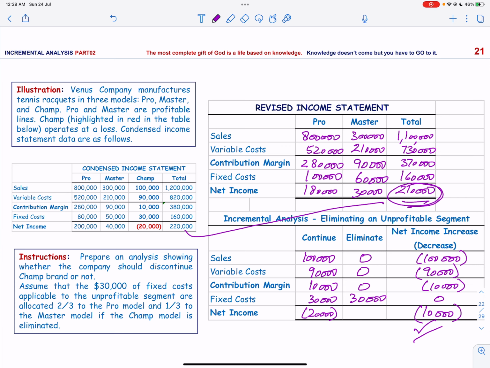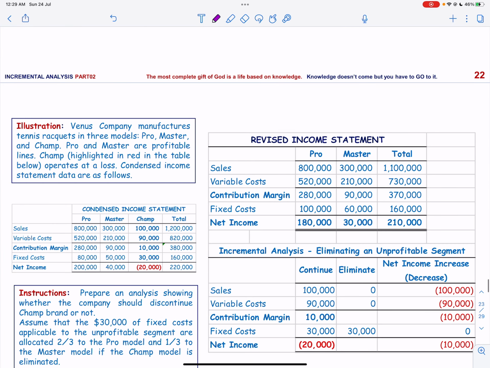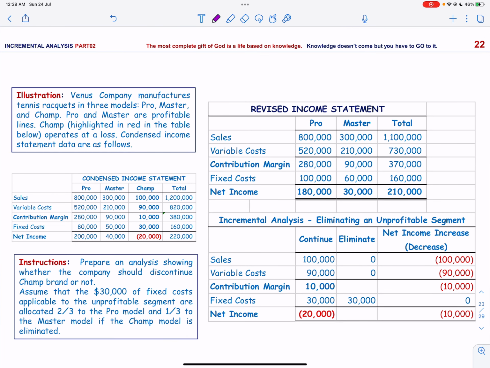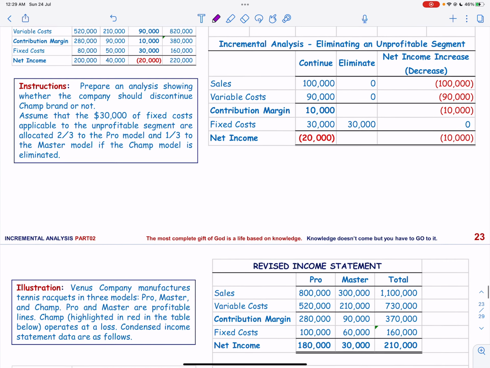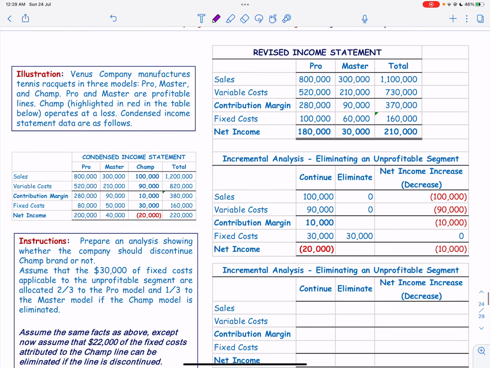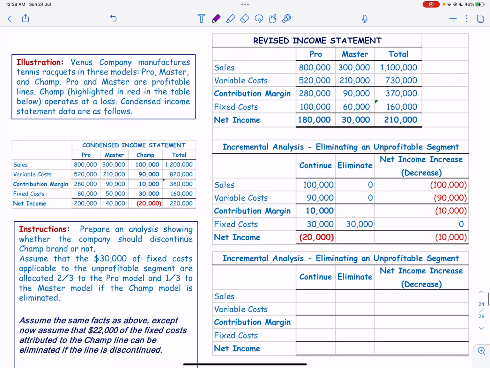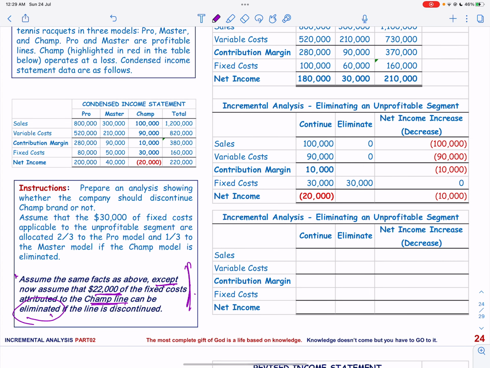Let us look again. I have put this illustration in an Excel sheet in case you find it difficult to read my handwriting. And we will continue with the same illustration, but now assume the same facts as above except that 22,000 of the fixed cost attributed to the Champ line can be eliminated. For the Champ, the total fixed cost is 30,000, but from this they say 22,000 can be eliminated. So let us see how it is going to look.